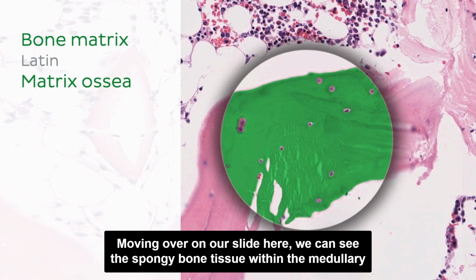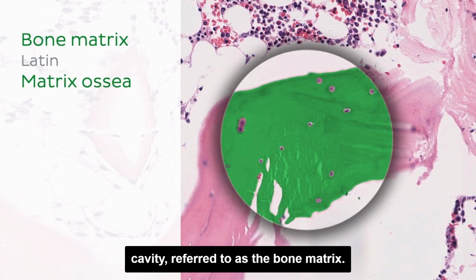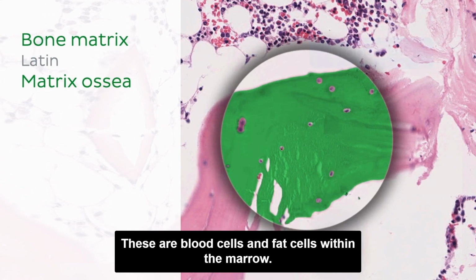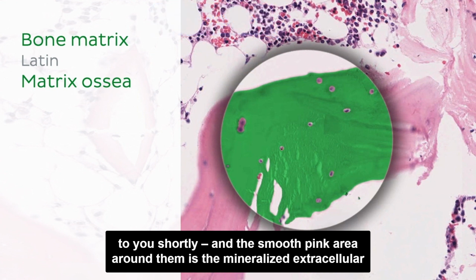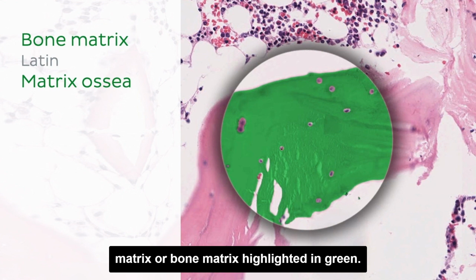Moving over on our slide here, we can see the spongy bone tissue within the medullary cavity, referred to as the bone matrix. These are blood cells and fat cells within the marrow. The small purple cells here are osteocytes, mature bone cells, which we'll introduce to you shortly, and the smooth pink area around them is the mineralized extracellular matrix, or bone matrix, highlighted in green.